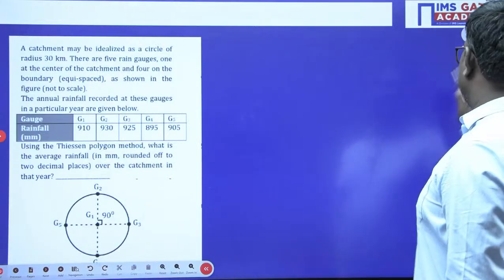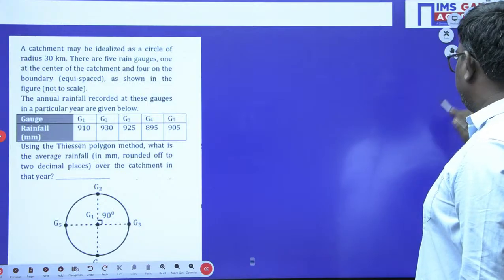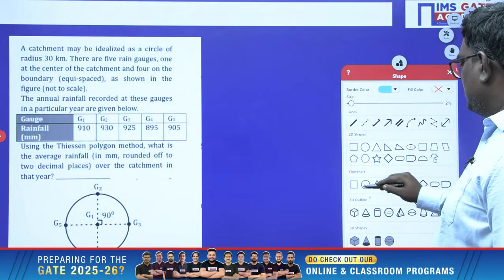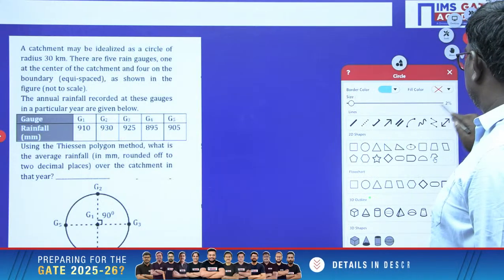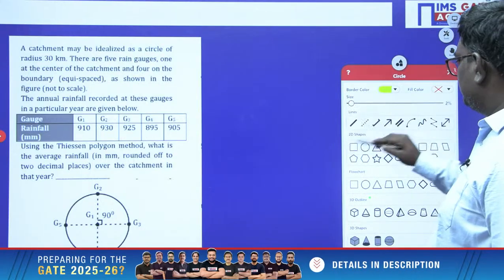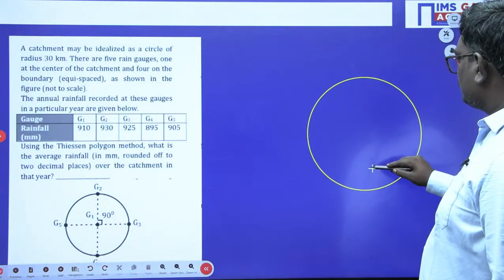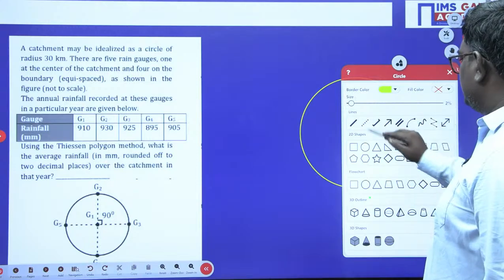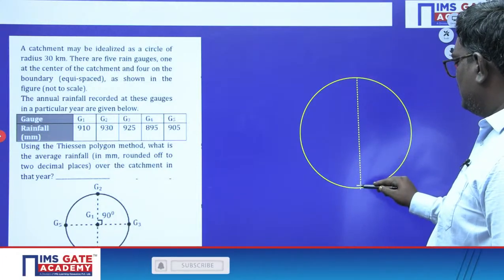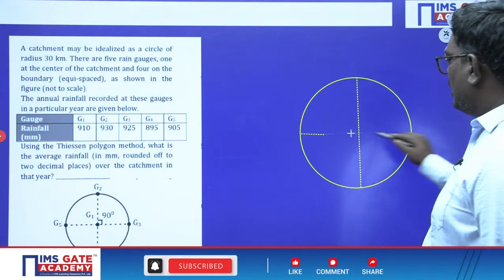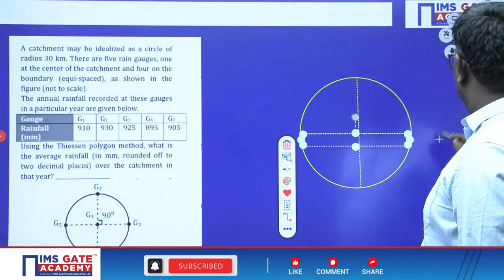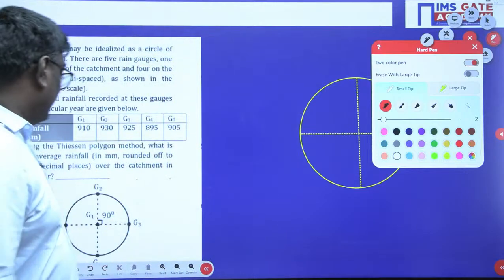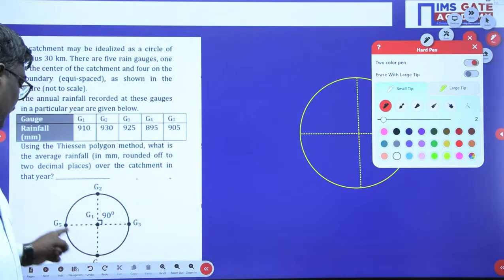Whenever these kinds of questions are asked, let me draw the diagram here. One second students. If I draw the circle here, and you see the diagram, what are the points they have given? It is G2, G3, G4 and G5.